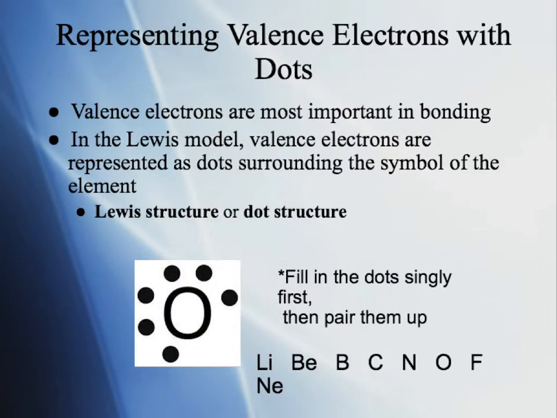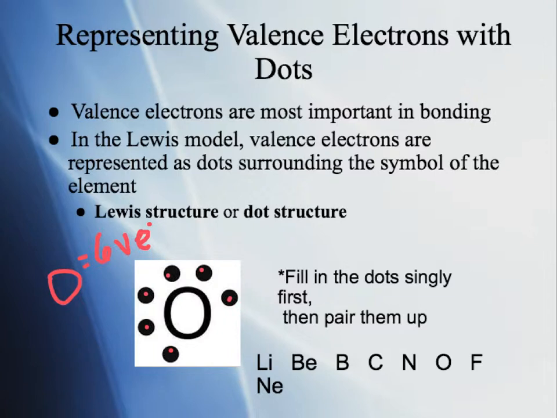So as you remember, valence electrons are the most important electrons when it comes to bonding two atoms together. In the Lewis dot model, valence electrons are represented as dots surrounding the symbol of the element. Here's an example of the Lewis dot structure for oxygen. If you look on the periodic table, oxygen has 6 valence electrons, and around oxygen we have 6 dots: 1, 2, 3, 4, 5, 6.